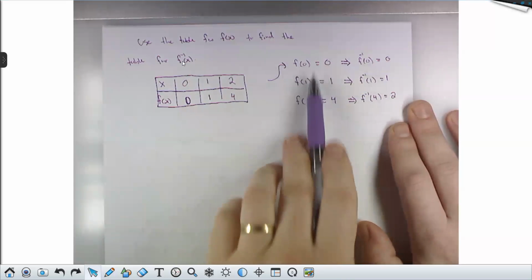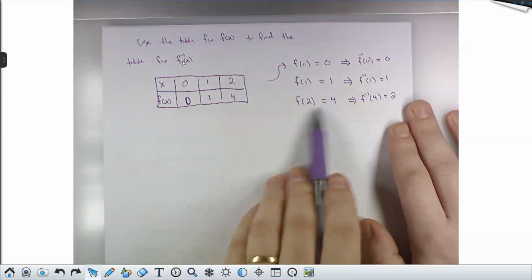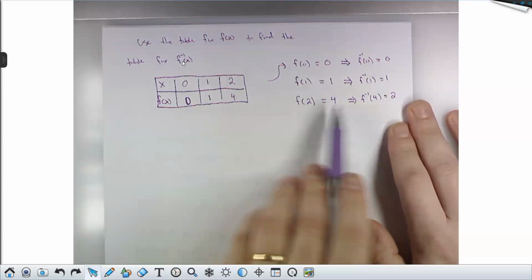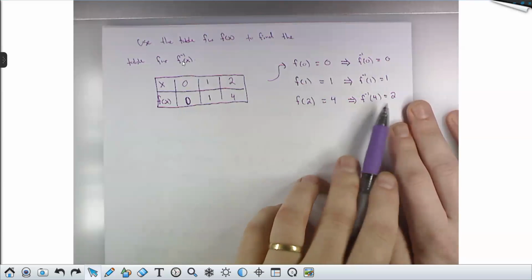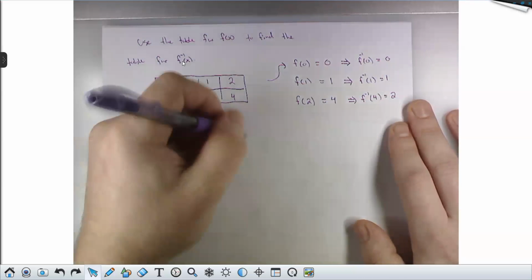Now for the first two, the input and the output are the same. But for this last one, you've got to be a little bit mindful. The output is 4, the input is 2. F sends 2 to 4, so f inverse has to send 4 back to 2. And now here I can construct my table for f inverse.